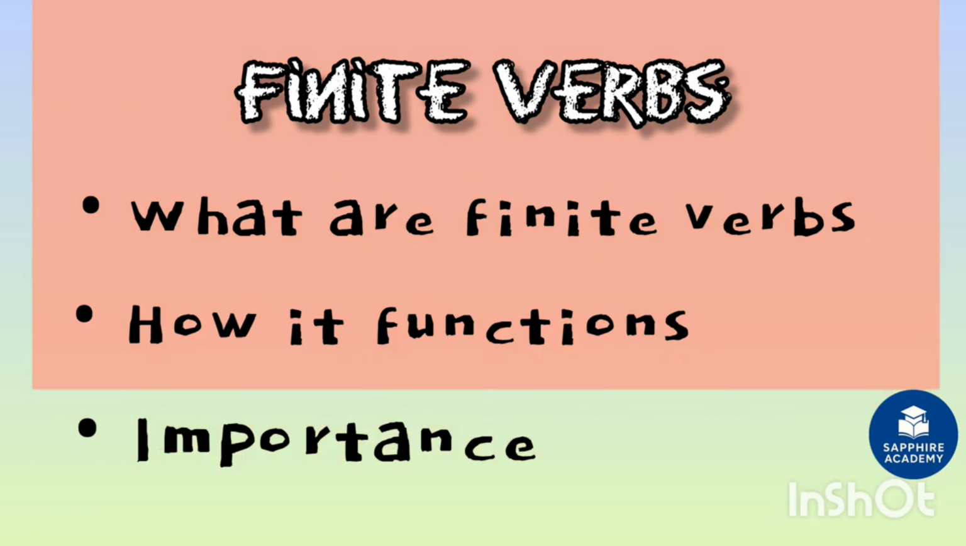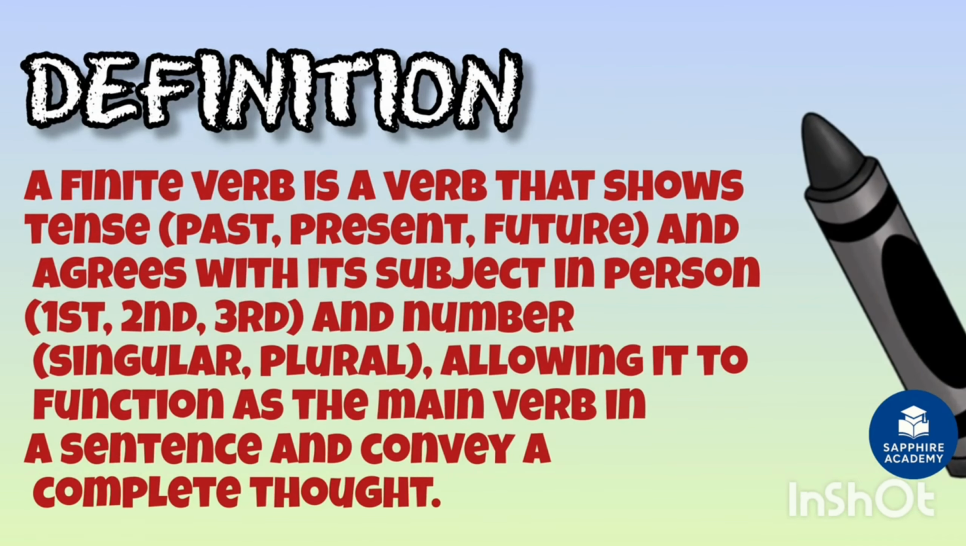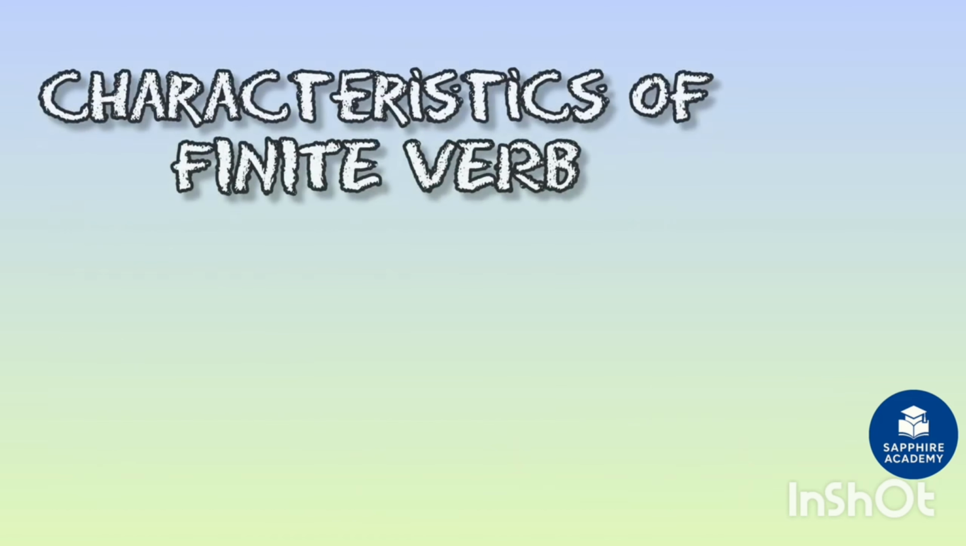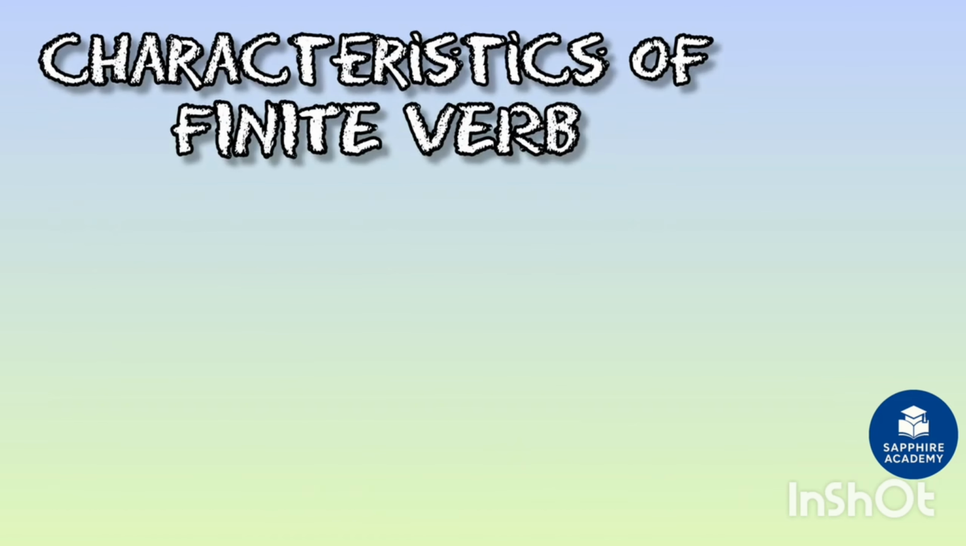in sentence construction. A finite verb is a verb that agrees with its subject and expresses tense: present, past, or future. The term finite means limited. A finite verb is called so because its form is limited by the number, the subject, and the tense of a sentence. A finite verb has the following key characteristics.